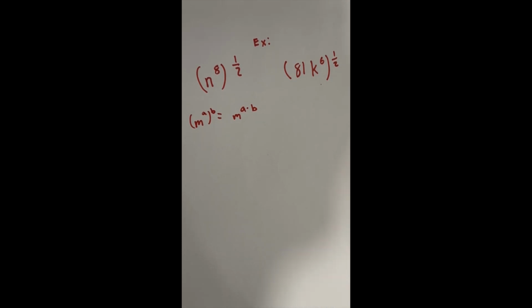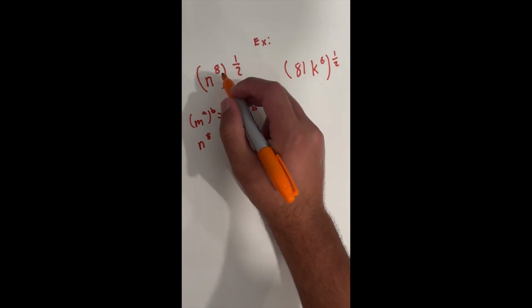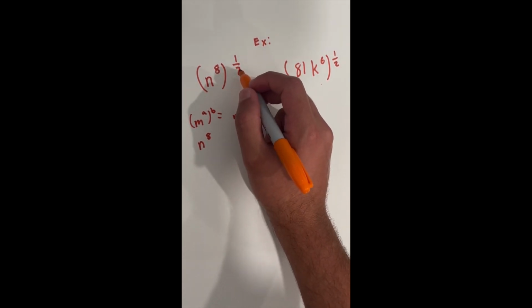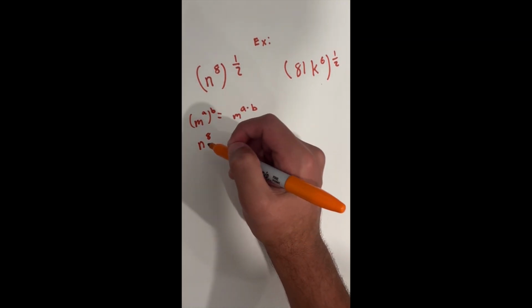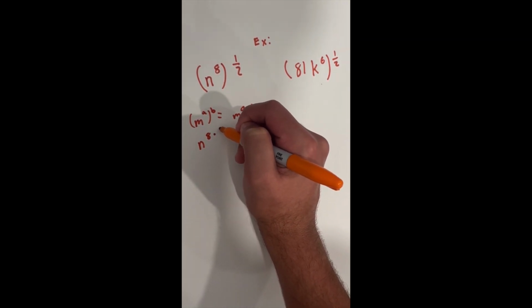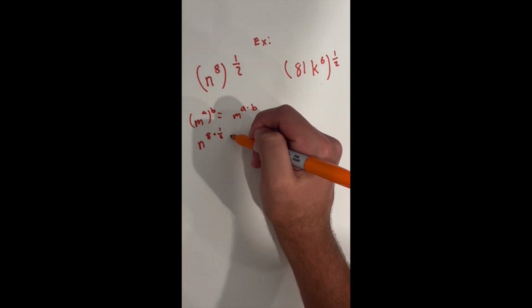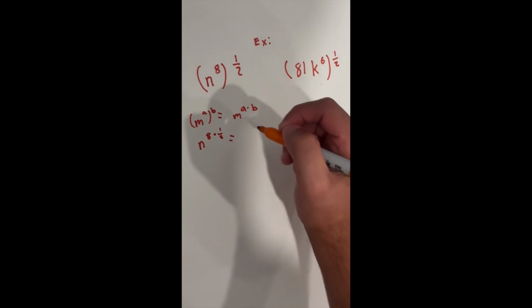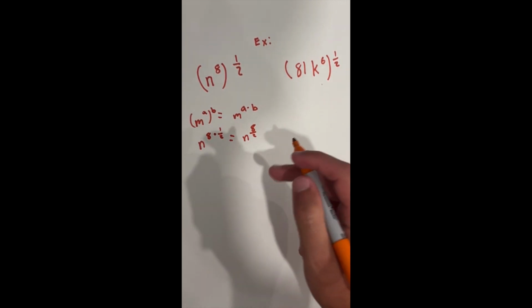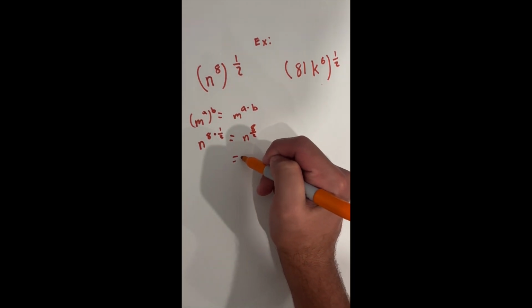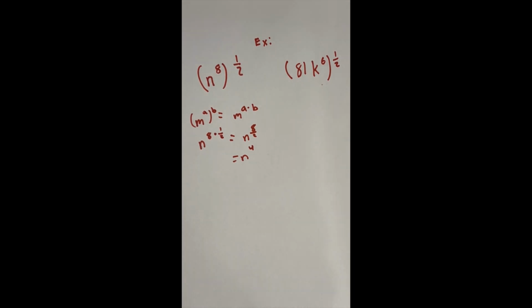So in this case, 8 is going to be a, so n to the power of 8, and then because it's going to the power of 1/2, 1/2 is going to be our b. So it can be n to the 8 times 1/2. And then now that's going to be equal to n to the power of 8 over 2, which is equal to n to the power of 4. 8 divided by 2 being 4.